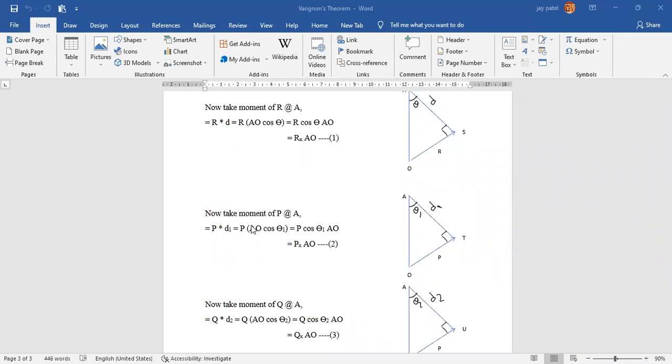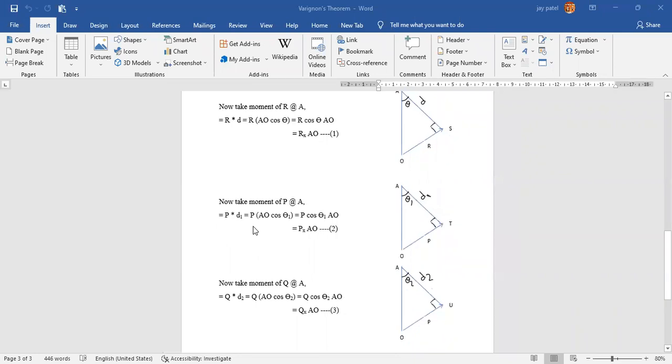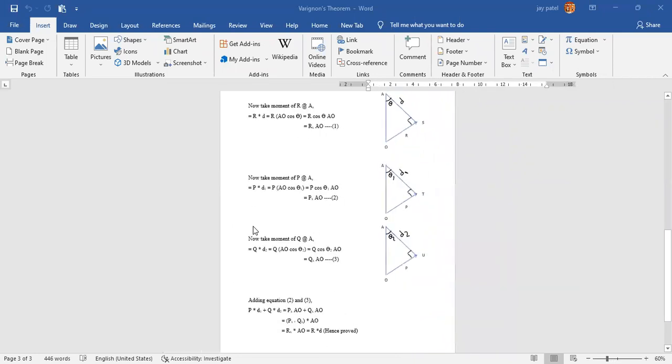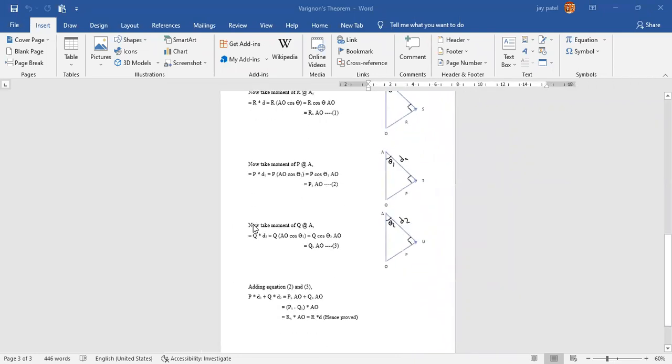I am just shrinking this so all of you are able to see this. Please tell, is it clear or not? I have added equation number 2 and equation number 3. Starting from P into d1 plus Q into d2, that equals Px AO plus Qx AO. Take AO common. So we will get Px plus Qx into AO.